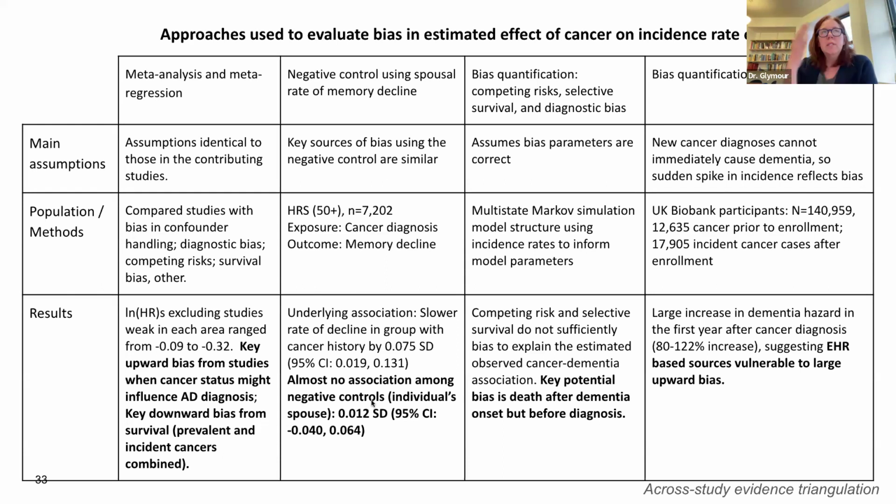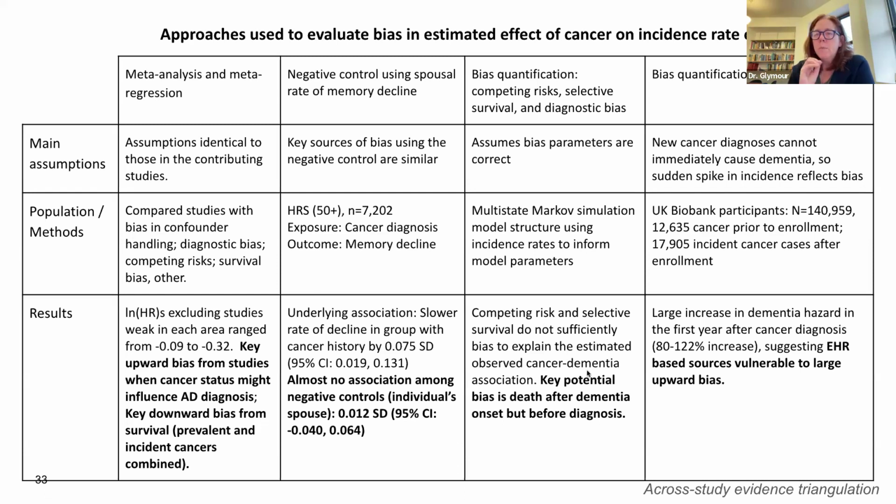The next approach was this negative control using spousal rate of memory decline, and they found almost no association among the negative controls. The next approach was bias quantification, and the simulations were really based on real data, so we could parameterize them pretty well, and then ask what kinds of interactions we would need to explain the patterns with competing risk or selective survival. And I think the classic versions of those really couldn't explain the observed cancer dementia association.